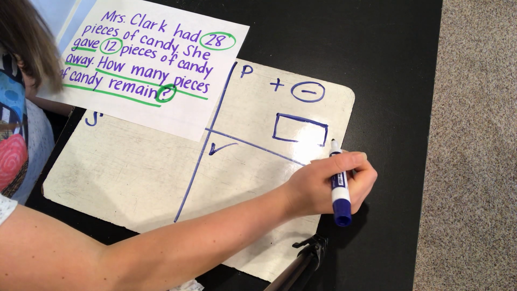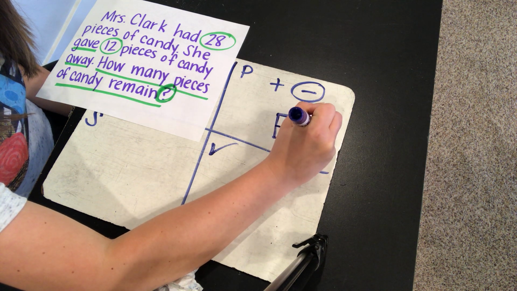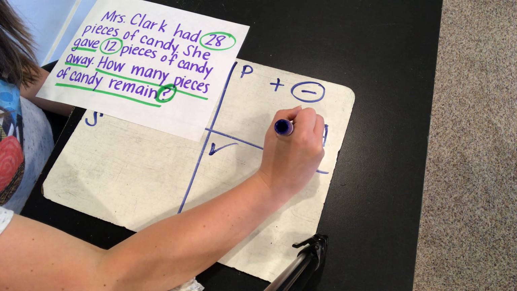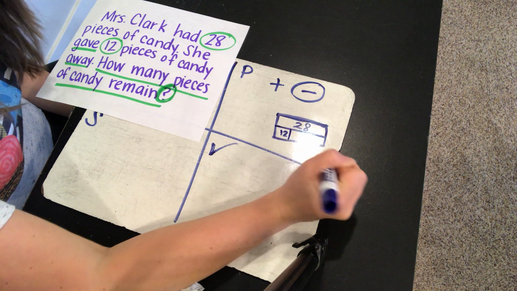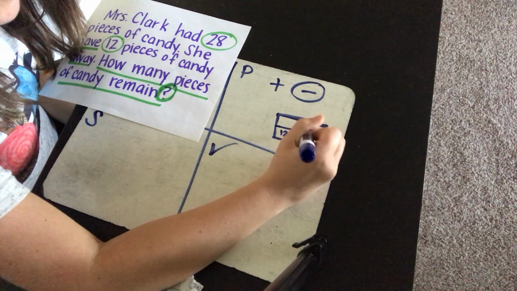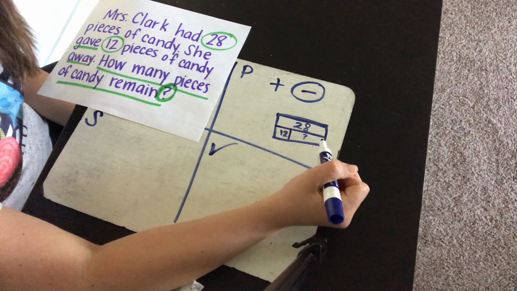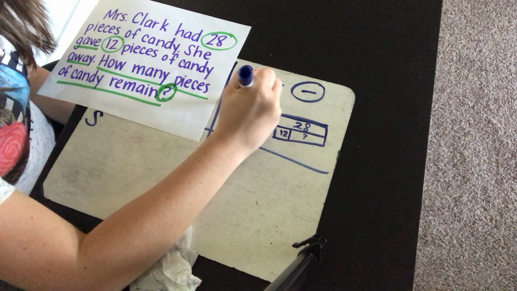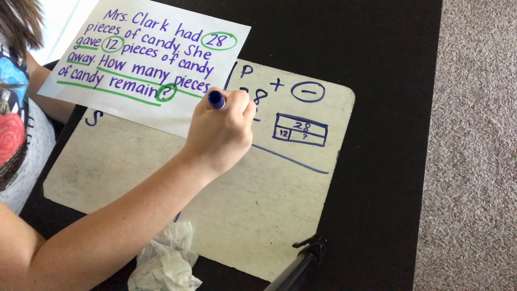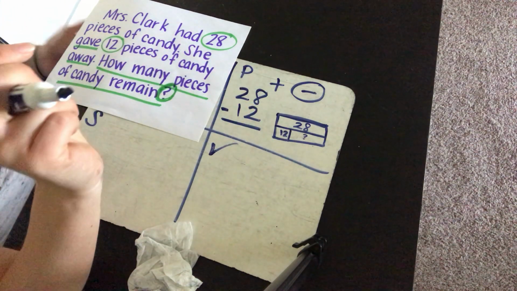So how many pieces of candy did Mrs. Clark start with? I started with 28 pieces of candy, okay? That's my whole. I gave away 12 pieces. I'm trying to solve to find out what is this missing part. How many pieces remain? Remain means how many are left. So I need to do the number sentence 28, because I started with 28, minus 12. And we're going to solve to see how many pieces are left after I gave away the 12.